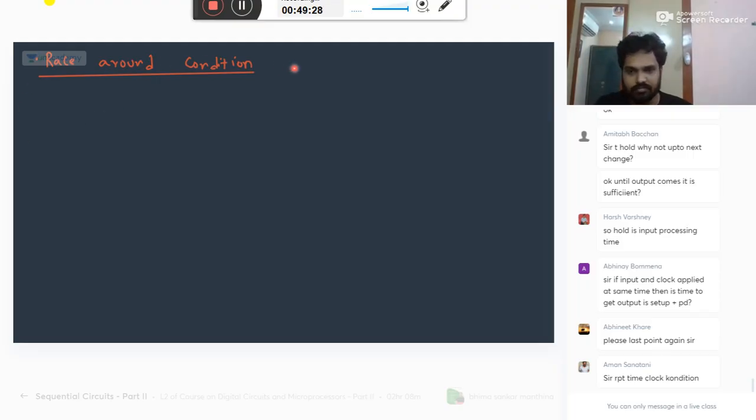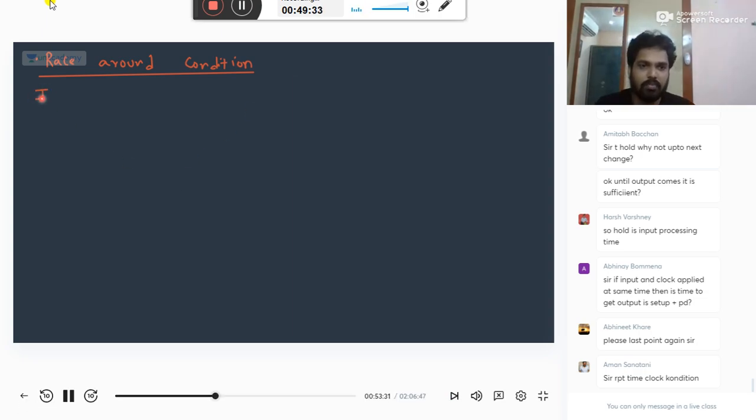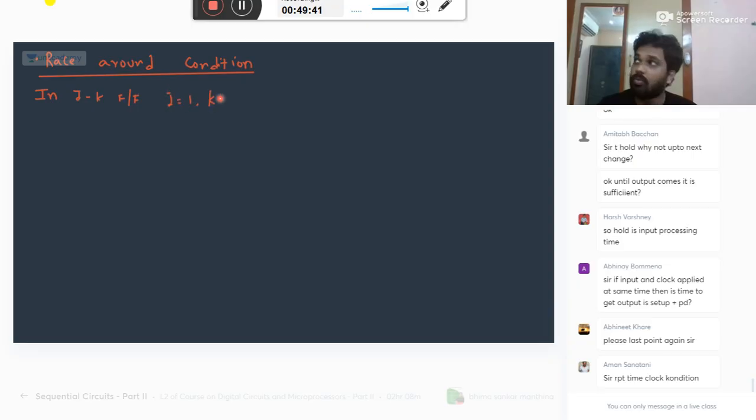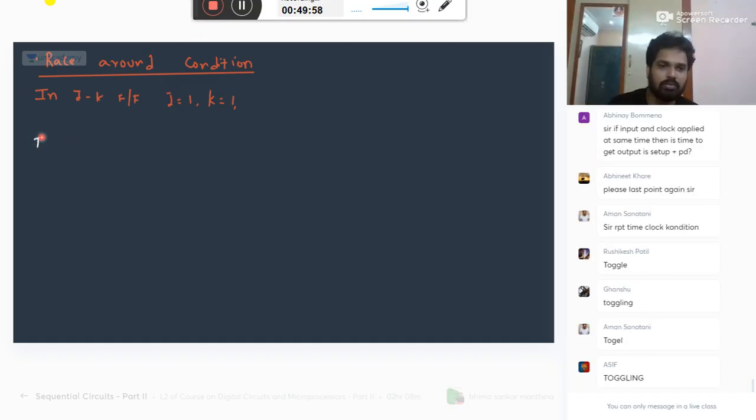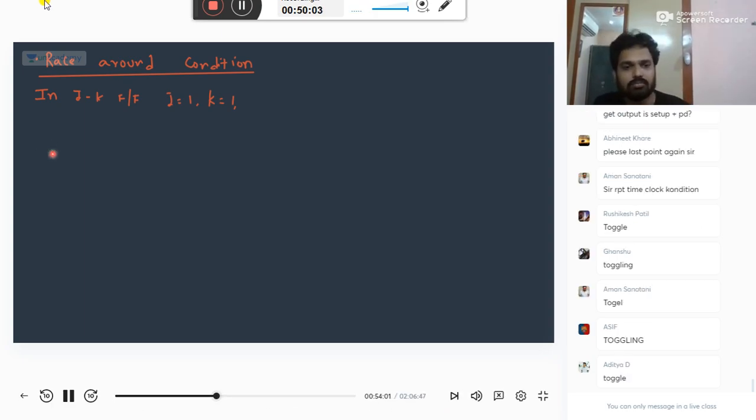Race around condition. What is race around condition? In a JK flip-flop, when J equals 1 and K equals 1, what happens? Assume a JK flip-flop with J equal to 1, K equal to 1. Yes, you know, toggling. So this is your input, sorry, the input is already fixed. This is your clock.